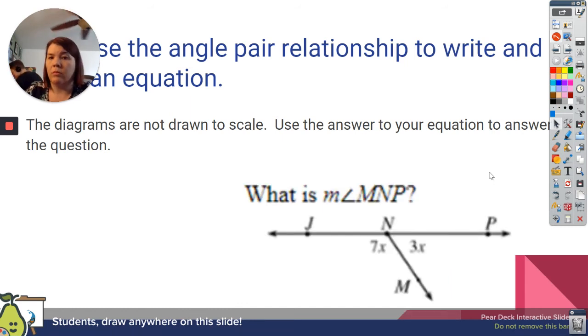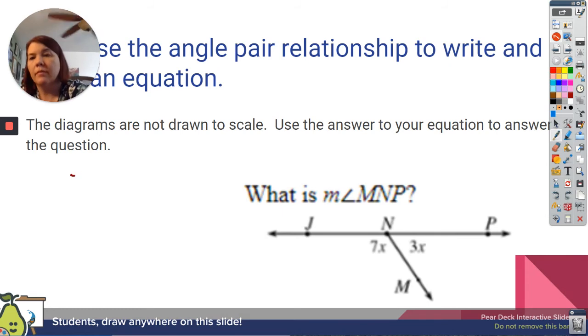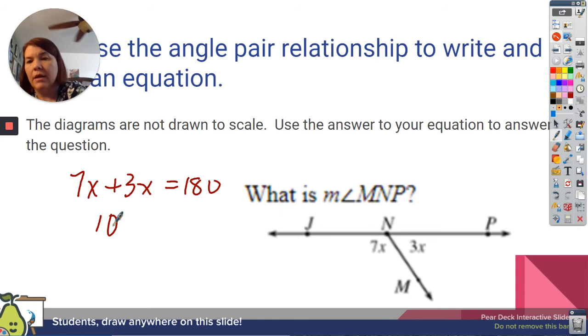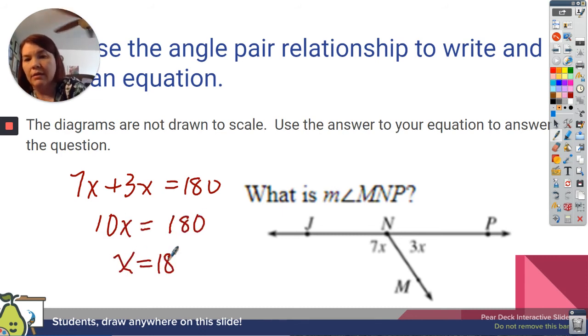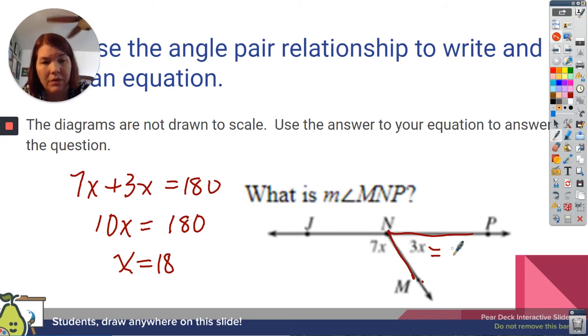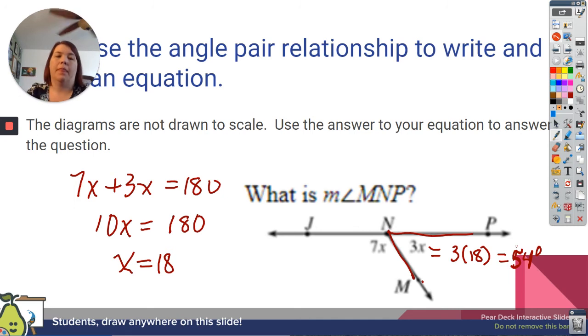These two add up to 180, so x equals 18. What is MNP? MNP, that's this one. So 3 times 18, which is 54. Okay, moving on.